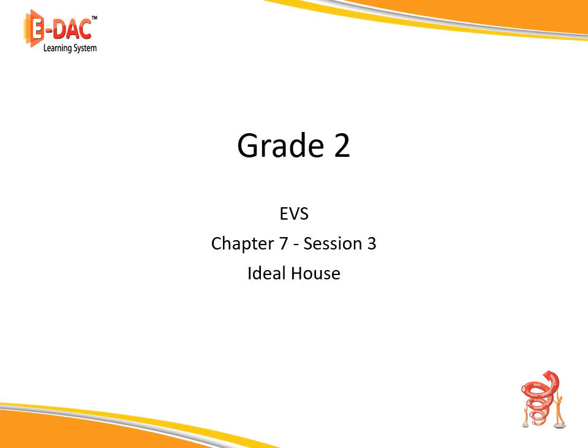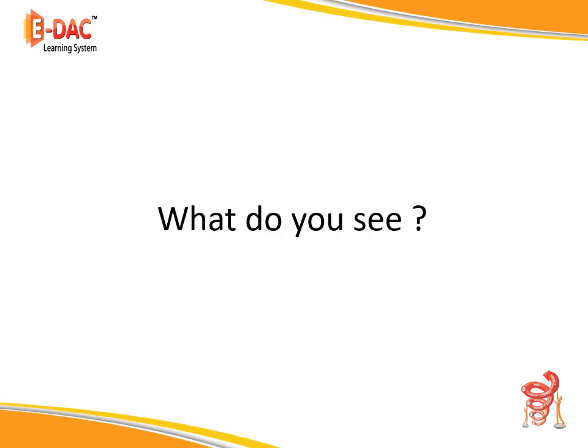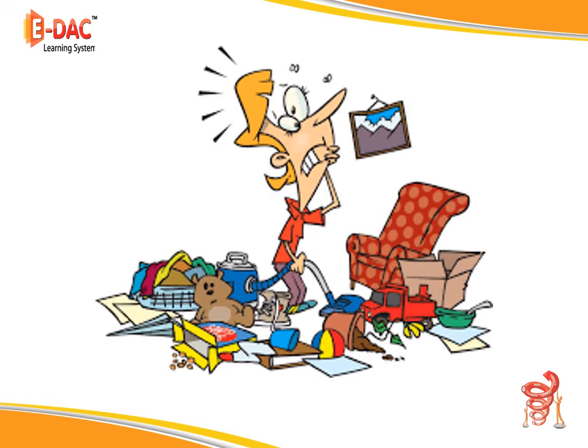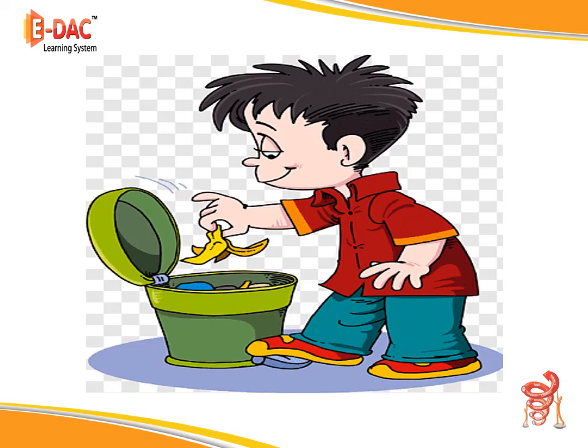Grade 2 EVS, Chapter 7, Session 3, Ideal House. Children, observe the pictures and tell me what do you see in those pictures. What do you see in this picture? A dirty house, right? What is the boy doing here? He is throwing the banana skin in the dustbin.